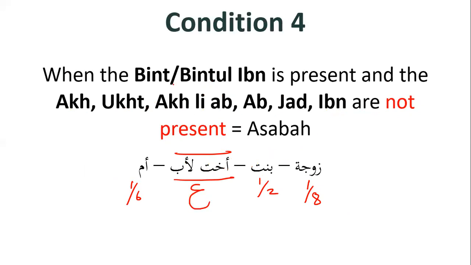However, obviously we have to look out for all the other relatives not being present. The other relatives, i.e. the akh. Can we see the akh anywhere? No. Can we see the ukht anywhere? Full ukht? No. Can we see the akh li abin anywhere? No. Abjad ibn? No. And therefore we can follow this rule and make the ukht li abin asaba.